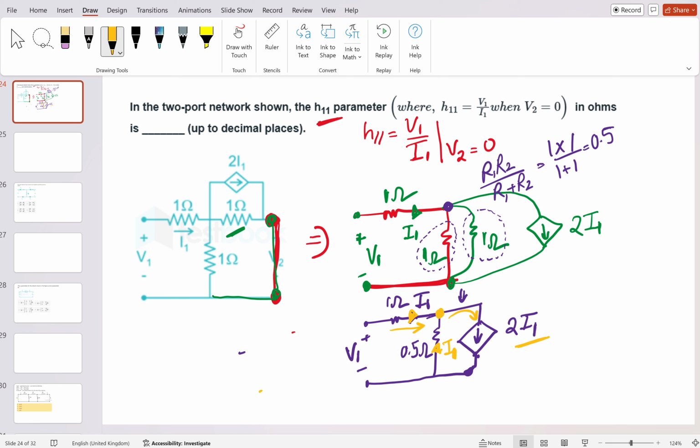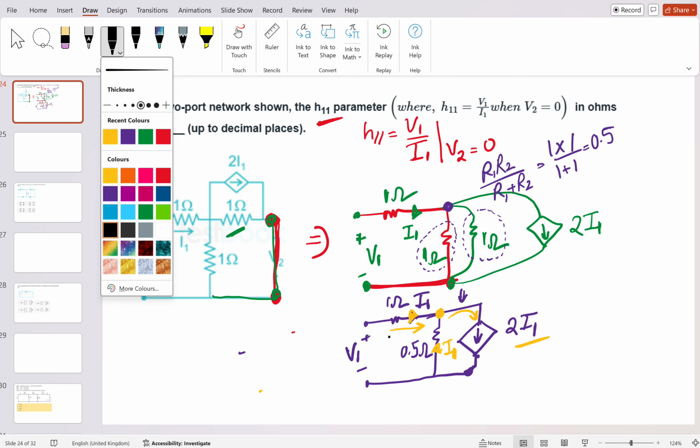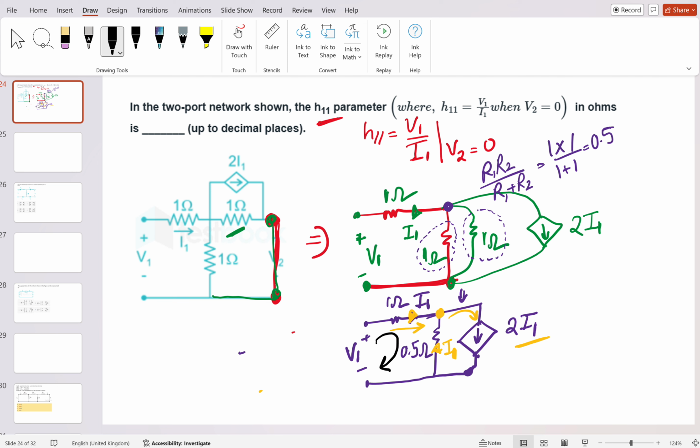Okay, let's apply KVL in this loop. You will get V1 is equal to 1 times I1 minus, why minus? Because it is opposite direction. So it is positive here, negative here. That's why it's minus 0.5 times I1, which will be equal to 0.5 times I1. So what will be the value of V1 by I1? It will come out to be 0.5. Getting my point? Any doubt in this? So this will be equal to 0.5 ohms.